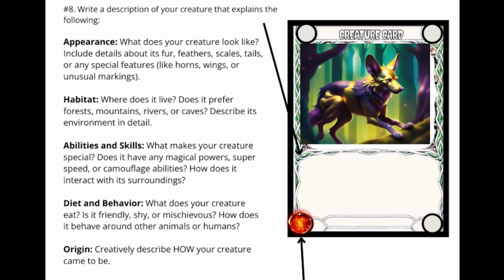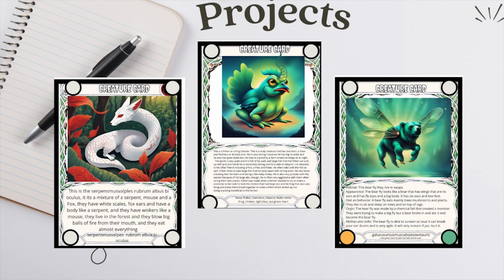The final part of this lesson is to have students generate paragraphs or statements describing their creature, its habitat, its abilities, skills, diet, behavior, origin, or anything else that you feel suitable for the project. Needless to say, my students just love generating and sharing their creative Canva creatures.